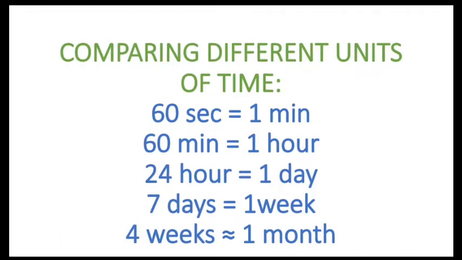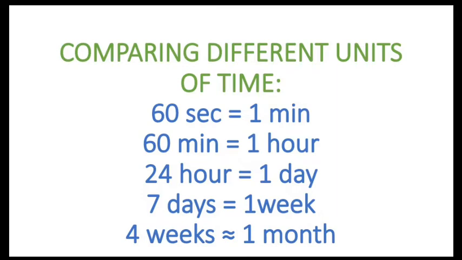Now let's look at comparing different units of time. Note that the international standard unit of time is the second. However, there are other units of time. For example, 60 seconds is 1 minute, and 60 minutes is 1 hour.